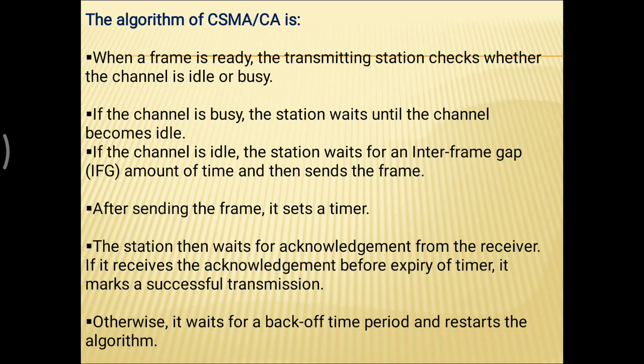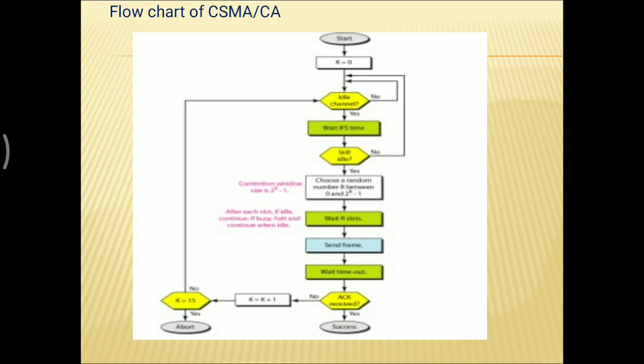After sending the frame, it sets the timer. Then the station waits for the acknowledgement from the receiver. If it receives the acknowledgement before the expiry of time, it marks that the transmission is done successfully. Otherwise, it will wait for the back-off time period and restarts the process again. This is the flow chart for the explanation of CSMA-CA.